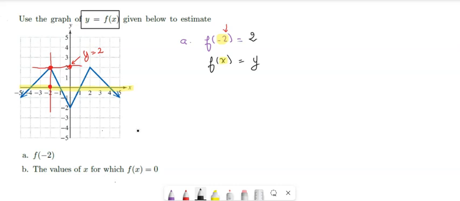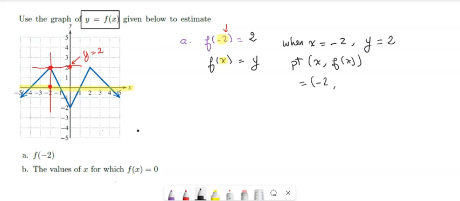So what is the meaning of this? This means when x equals minus 2, then the value of y is going to be equal to 2, or otherwise the point is always defined as x, f of x, right? So this is going to be minus 2 for the x and 2 for the f of x. By the way, this is the same thing as x comma y, right? Okay, so let's move on to b right now.